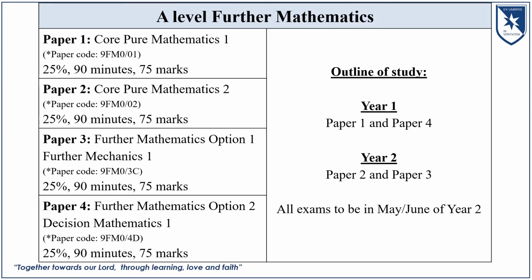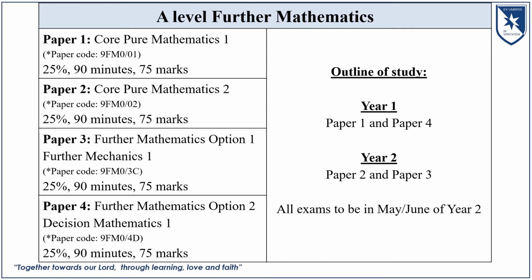Let me explain the course to you. So A-Level Further Mathematics is made up of 4 exam papers. The first paper studies Core Pure Mathematics 1. Paper 2 studies Core Pure Mathematics 2. Paper 3 covers Further Mathematics Option 1, which we've chosen to be Further Mechanics 1. And Paper 4 covers Further Mathematics Option 2, which is Decision Mathematics 1 for us.